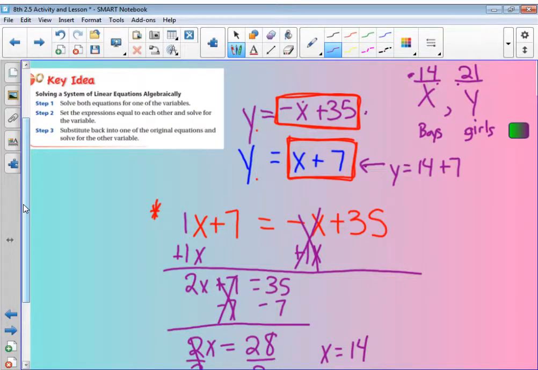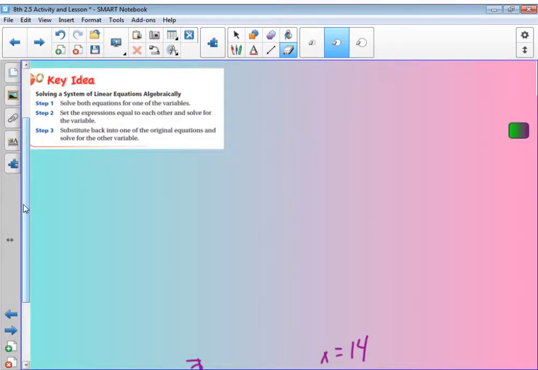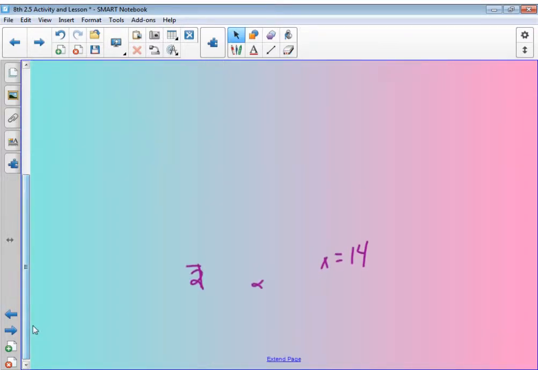So that's what we're going to practice right now. We're going to go ahead and practice setting up our equations. If we have to, we'll get our y by itself, and then we'll go ahead and solve for x and for y. Erase the rest of this down here. Okay, so let's go ahead and pull out another equation.